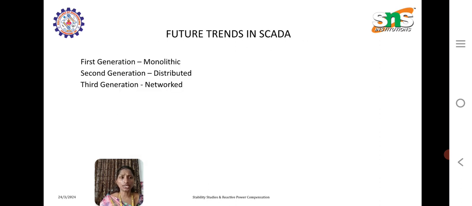So what will be the future trends in SCADA? The first generation is called monolithic, the second generation distributed, the third generation networked. SCADA made human resources very simple by collecting data. For example, we have 10 wind turbines in a rural place, and the data is to be communicated to the urban place. SCADA was implemented in order to bring data from one place to the needed place. So SCADA plays a major role in the power system.